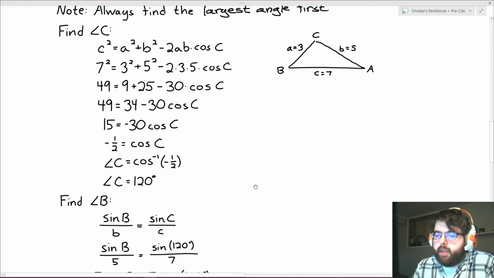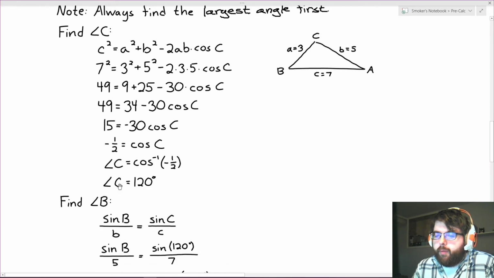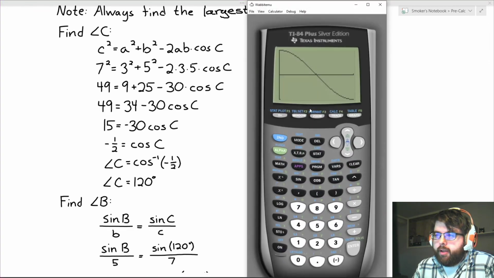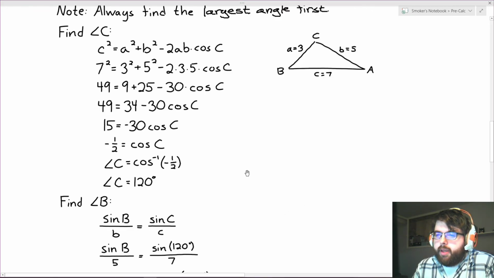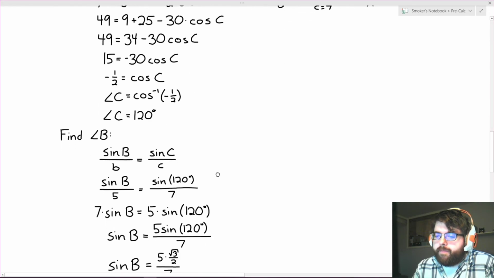And even if C was approximated, because this is a lot longer of a process, it's okay to use an approximated value. Just make sure you use the answer button on your calculator, because this is a lot more work than law of sines.